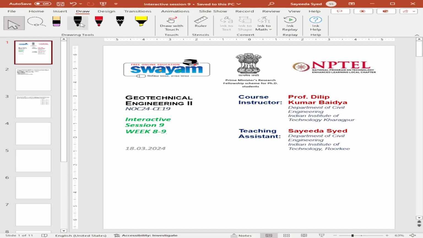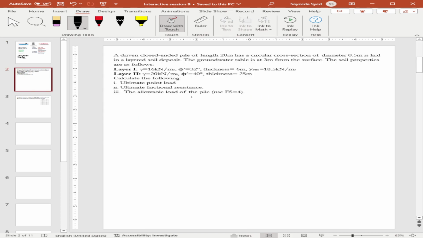Last week we were talking about retaining structures, and this week we will be talking about pile foundations. So let me talk a little bit about pile foundations before we move on further to the questions that I have prepared.